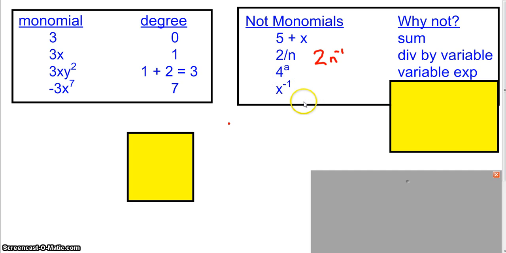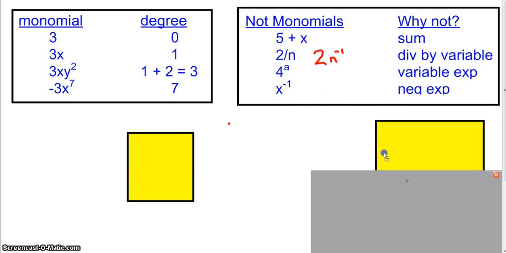And then finally we have another one that kind of matches up with the second one, right? If we have x to the negative 1, we have a negative exponent. So we're going to be dividing by a variable here. So these two kind of match up. This one just looks different when you write it as a fraction.